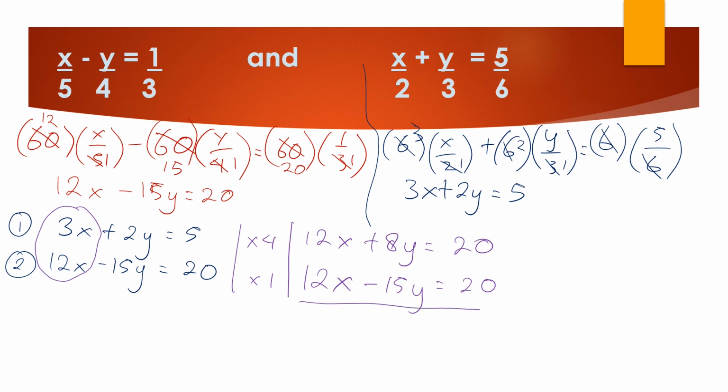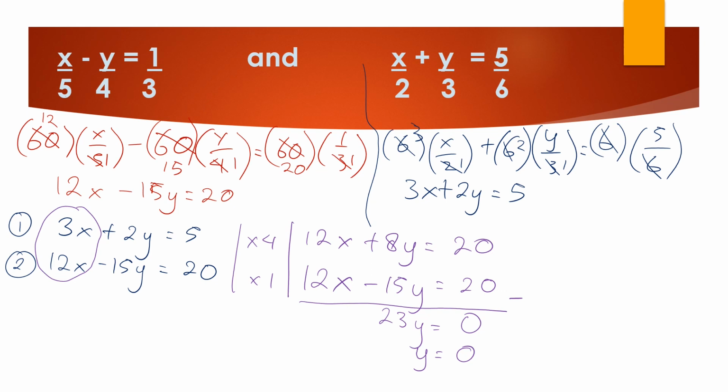You can subtract. Why? Because 12x minus 12x equals 0. If you put plus here, we would add the 12 with 12 and it becomes 24, which will not eliminate the x. Yeah. 8 minus 15, minus 23, y equals 20 minus 20, 0. So is it wrong? No, it's correct. So y equals, yes, 0.